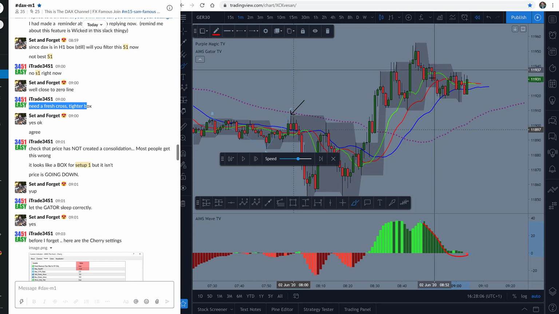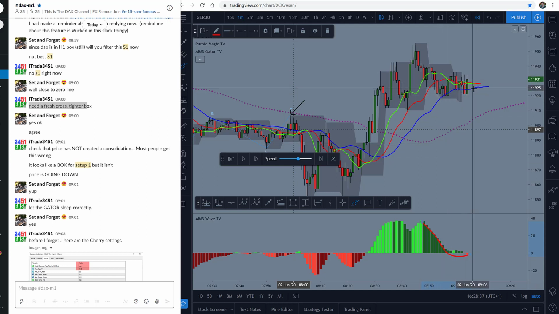Check that price has not created consolidation. Most people get this wrong. I was talking about this. As you can see, I'll bring my arrow. You can see that the market has not created a consolidation. It's actually just come straight down. What I want it to do is to go up and down and up again like this to create a consolidation box around that area.